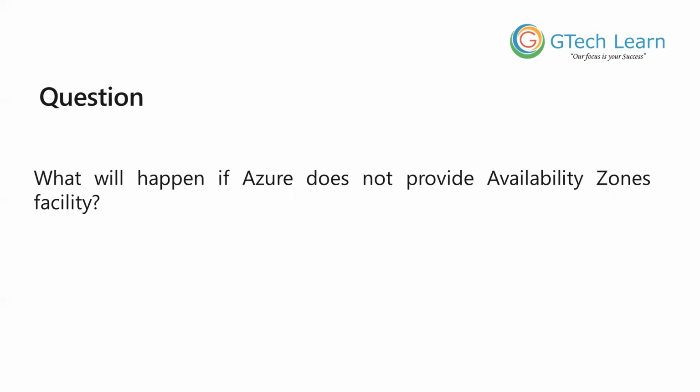The next question: what will happen if Azure does not provide the availability zones facility? Well, suppose one data center fails because of a natural disaster or power outage or networking failure, then the user will not be able to use the cloud infrastructure for their services and applications. But if the data is replicated somewhere else in some other region, then in case of any failure of one data center, the other data center is available to provide access to the different services on the cloud.